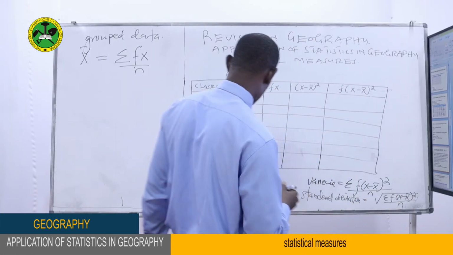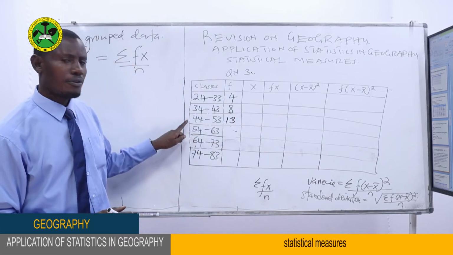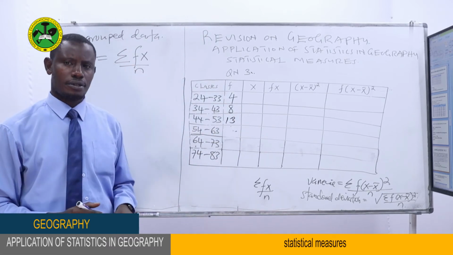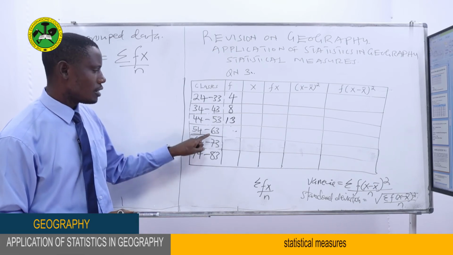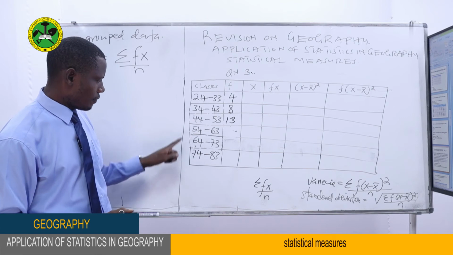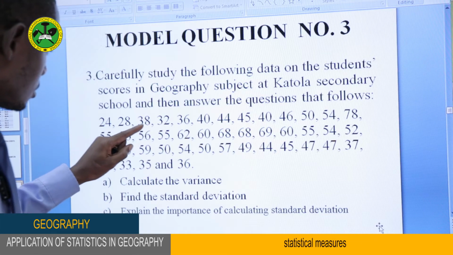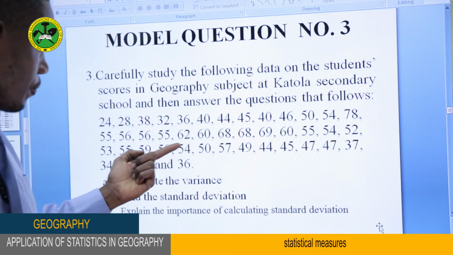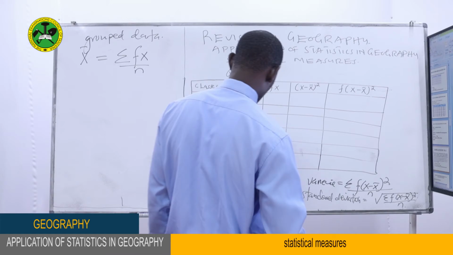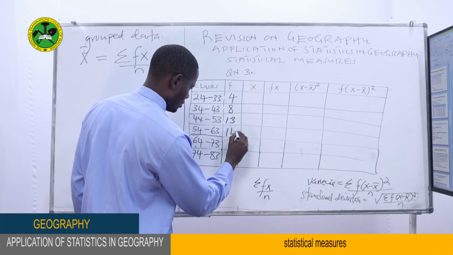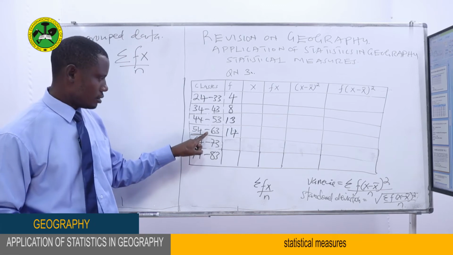So they're about 13. So we have 13 students who scored from 44 to 53. Then you go for the next class, that is 54 to 63. We also check there. Cross-check the number, and you'll find that along that particular class we have 14. So we have 14 students who scored 54 to 63.